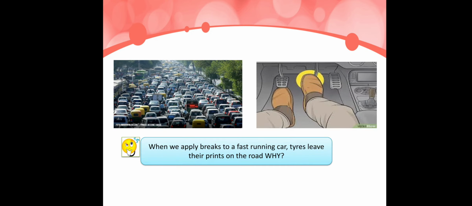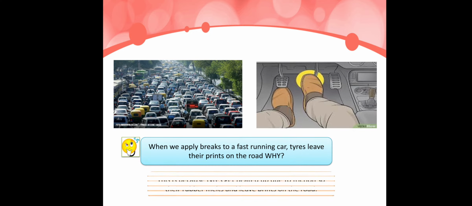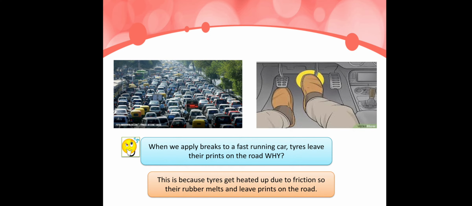Now, you might have seen when we apply brakes to a fast running car, tires leave their print on the road. Why do the tires leave their prints on the road? Well, this is because of the heat produced by the friction between the tires and the road. When the tires and the road come in contact, the friction between them produces a lot of heat, and that heat melts the rubber of the tires, which leaves prints on the road in the end, right?